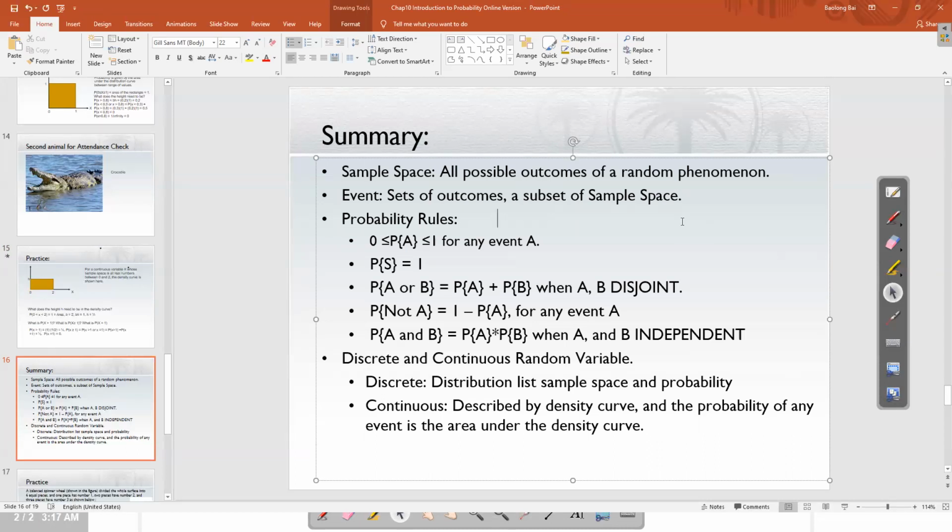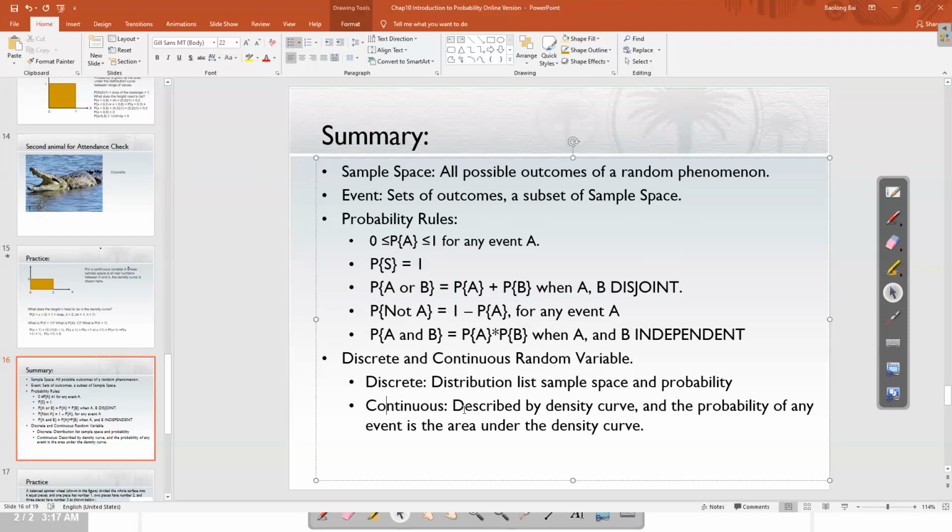And an event is a set of outcomes. It's always a subset of the sample space. And of course, the 5 probability rules: you need to make sure you understand how to use them and understand what they mean. And then distributions. We have discrete and continuous variables, and so we have different types of distribution: discrete distribution and continuous distribution.